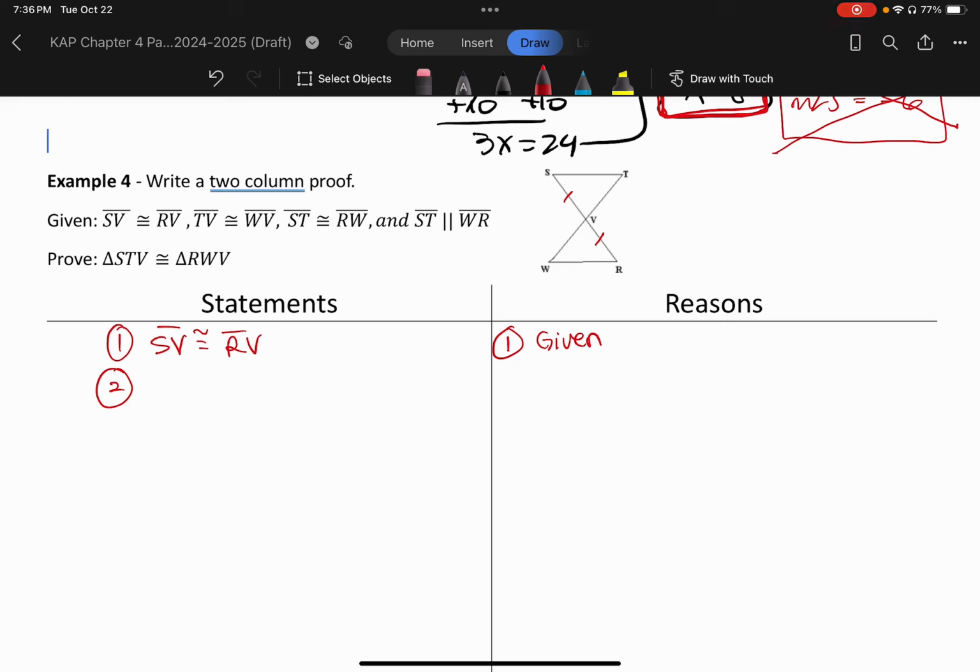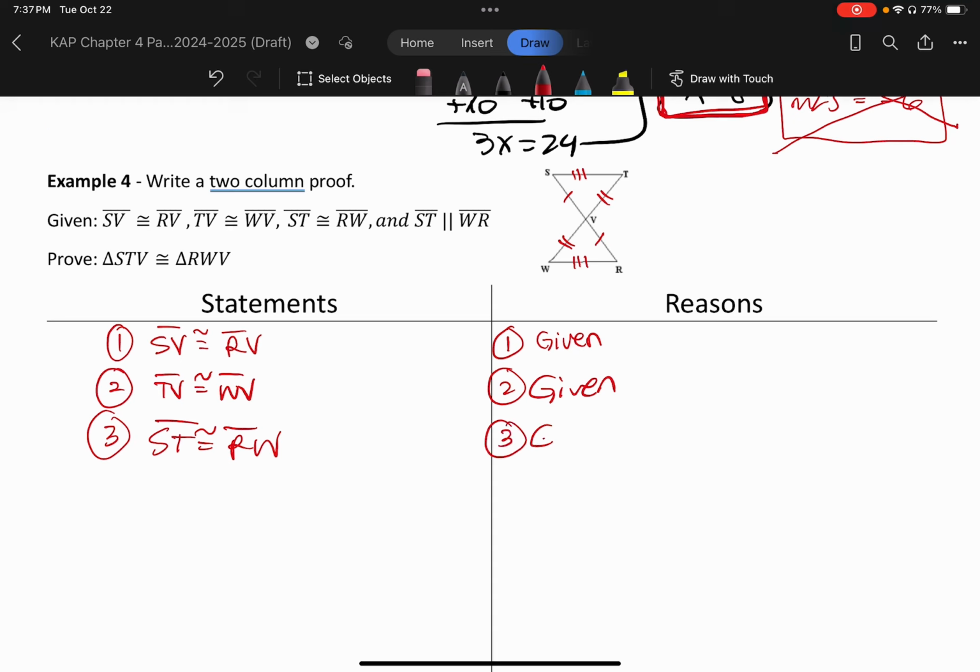Statement 2 is going to be the second part of the given, which is TV is congruent to WV. I can say that because that's given, and if I mark that in the picture, TV congruent to WV. Third part of my given, ST is congruent to RW. So these are congruent. And the reason for that is that it's given.